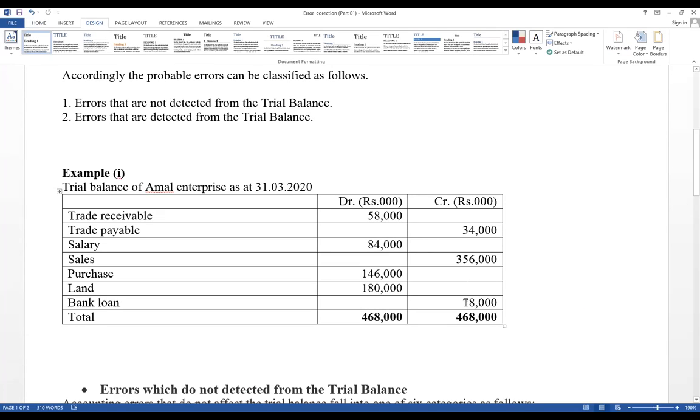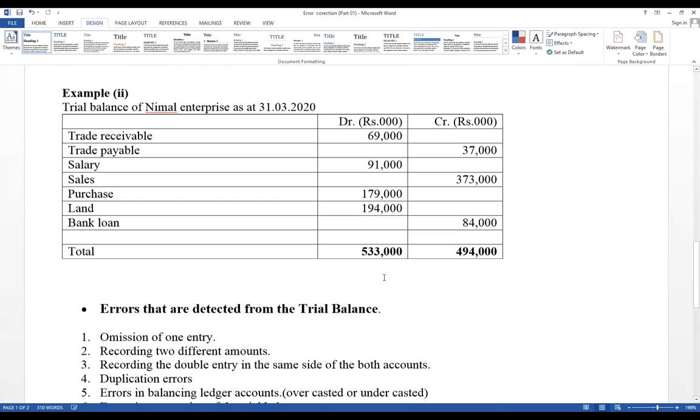Think about this example. Trial balance is equal. Although the trial balance is equal, there may be some errors. Those kinds of errors do not affect suspense accounts. Errors occur, but the trial balance is equal. When we correct those errors, they do not affect suspense accounts. Those are called errors that are not detected from the trial balance. The trial balance is equal, but there are some errors. When we correct those kinds of errors, they do not affect suspense accounts.